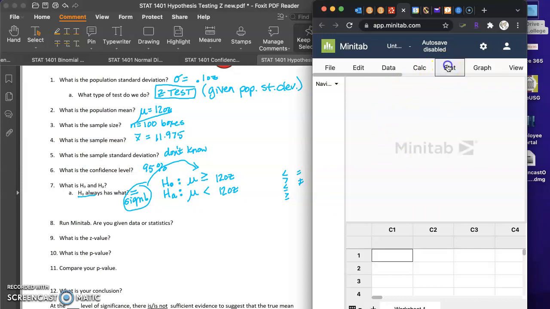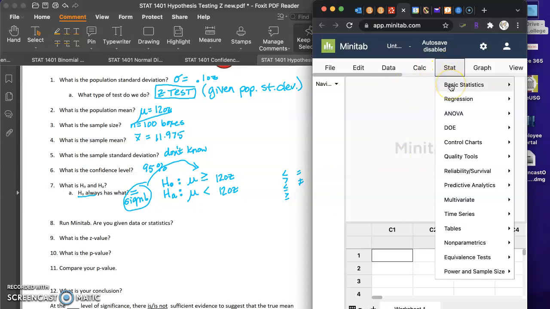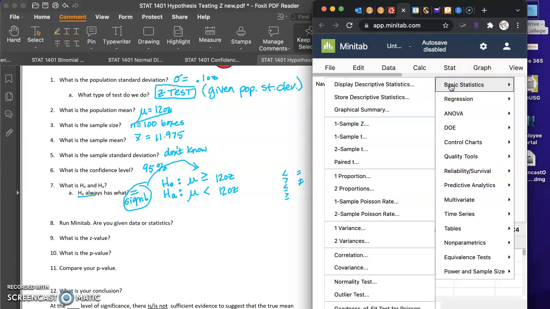Okay, so it's going to be Stat, Basic Stats, and go back up to number 1. Since we were given the population standard deviation, we're running a z-test, not a t-test. So that's the only difference between these two. So we're running a one sample z-test because we have the population standard deviation given.